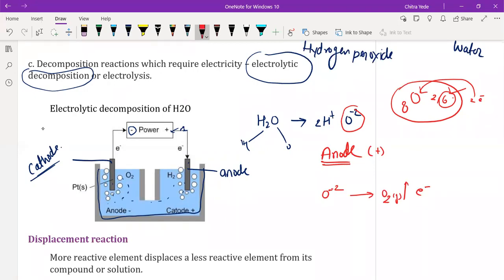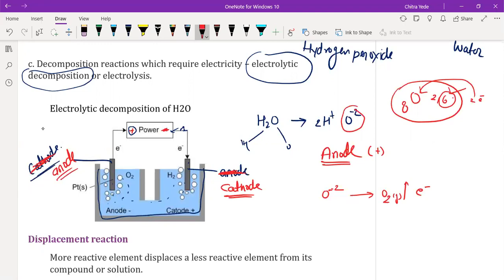See here, the anode is always positively charged, and the cathode is negatively charged. So you have to make a correction over here. It is positively charged, so here we can write anode, and here it is connected with the negative charge, so here it is cathode. So it is the cathode and it is the anode.